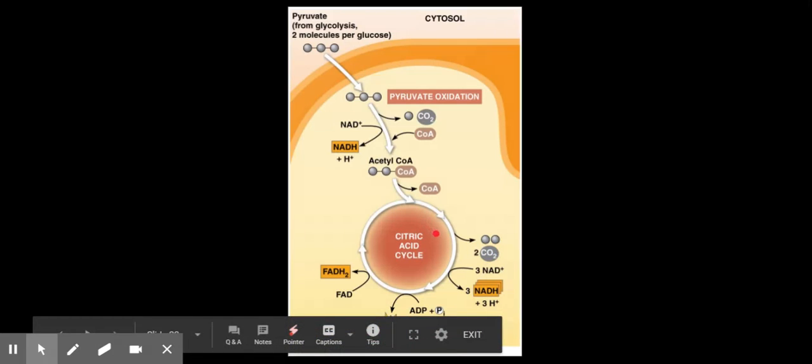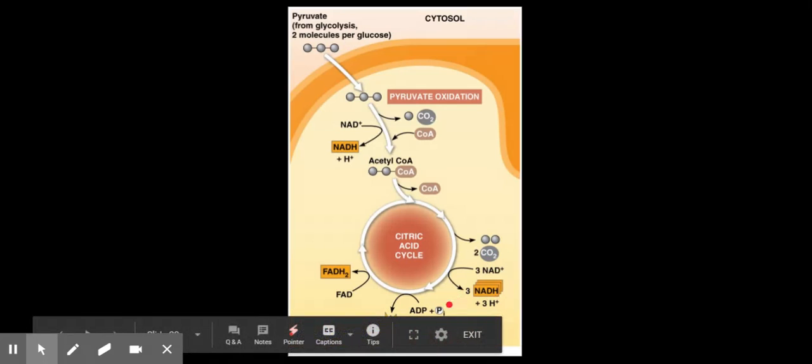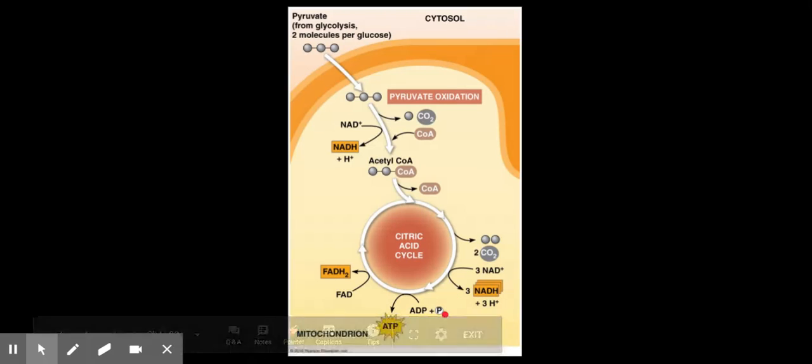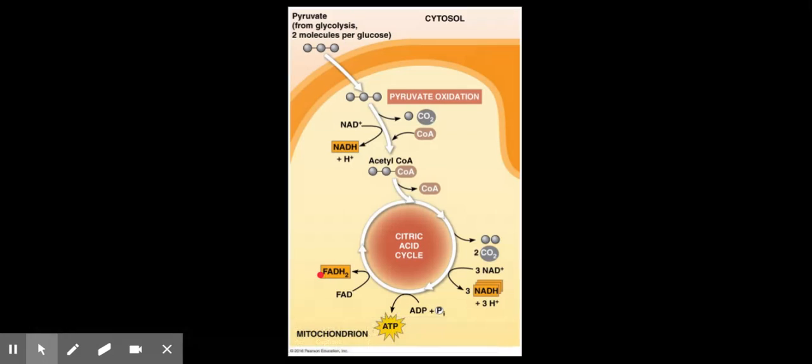Let's see. And then continuing through here, each turn we'll have 2 carbon dioxide molecules go through. We'll have 3 NADH molecules released. We'll have 1 ATP released over here, and then we'll have one FADH released over here. So that's just one turn.